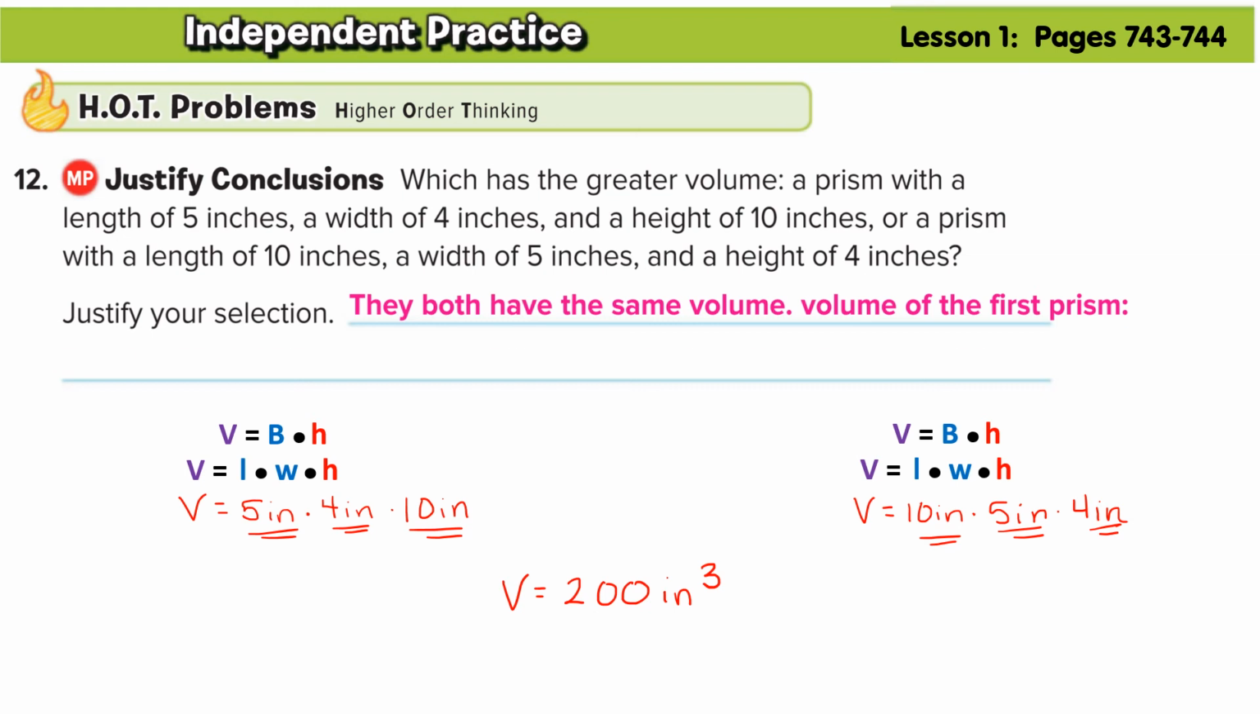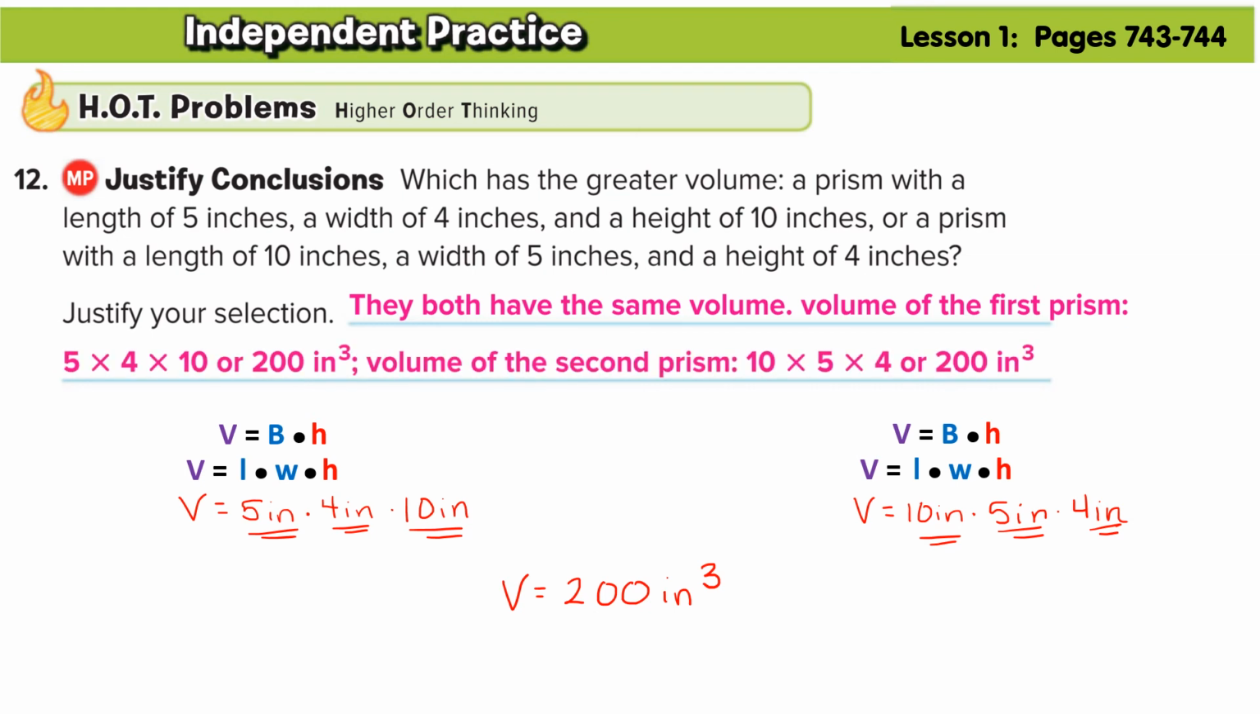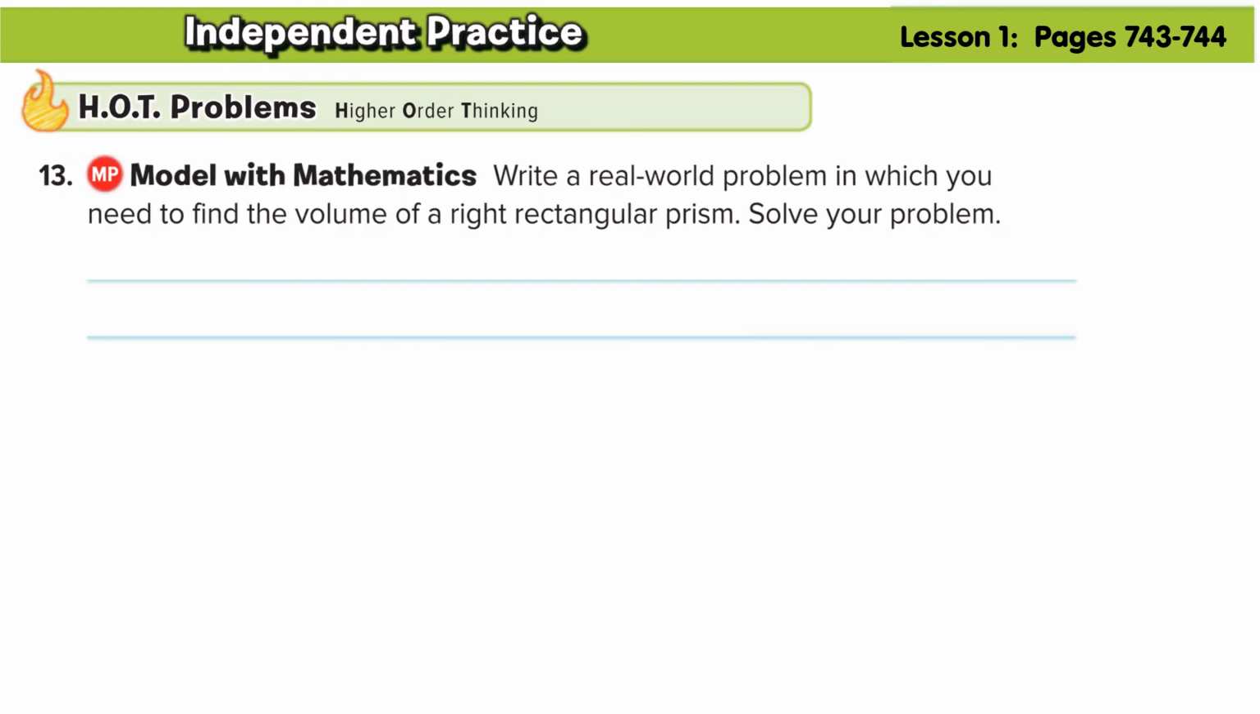Volume of the first prism is 5 times 4 times 10, or 200 inches cubed. The volume of the second prism is 10 times 5 times 4, or 200 inches cubed. Question 13. Model with mathematics. Write a real-world problem in which you need to find the volume of a right rectangular prism. Solve your problem.